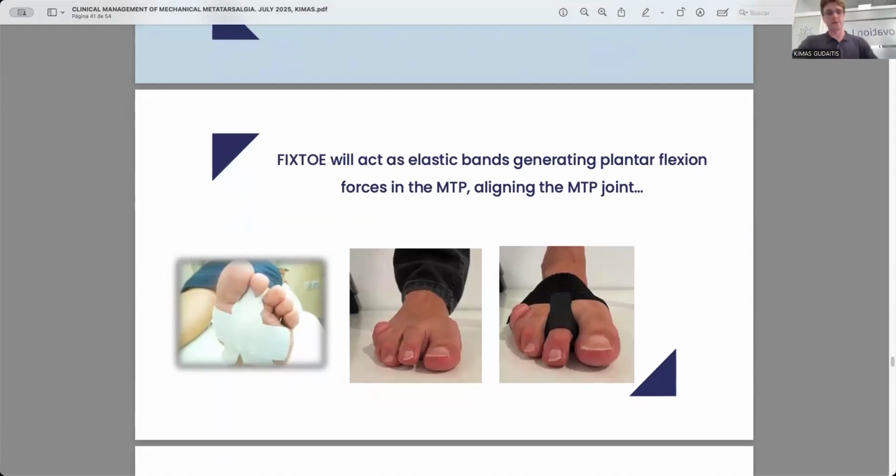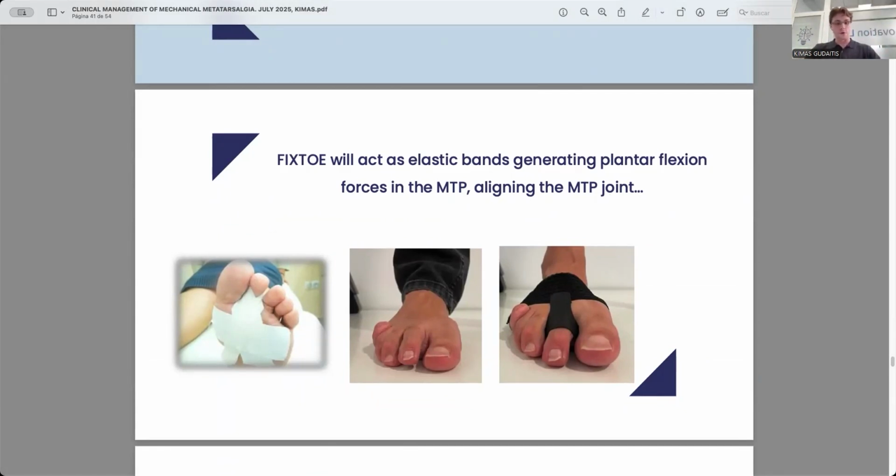Today, we have alternatives to the traditional taping that offer several advantages, such as better hygiene, more comfort, the possibility to reuse the treatment, and fewer skin problems like allergies or irritation caused by the latex in the tape. One of these alternatives is the Fixtoe device.